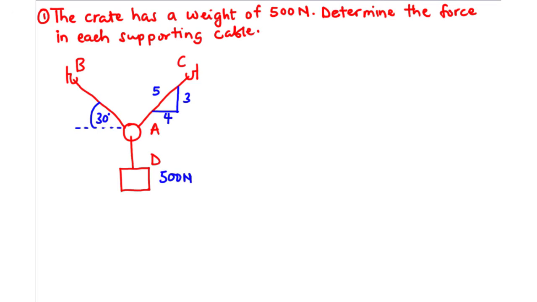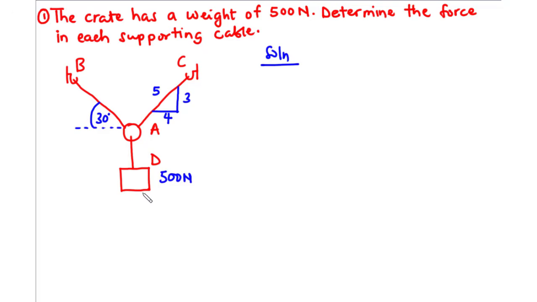Now let's take the first example. The crate has a weight of 500 newtons. Determine the force in each supporting cable. So for this particular question, we have three supporting cables, BA, CA, and then AD, and all these three cables are linked together or connected together by a ring in the middle. And we have a crate attached at D. Now we are asked to find the forces in each of the supporting cables.